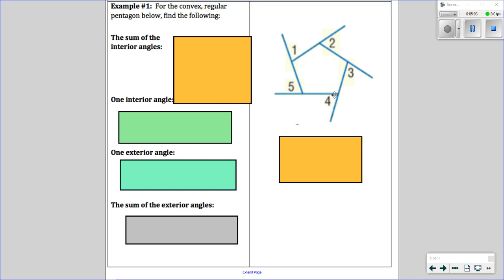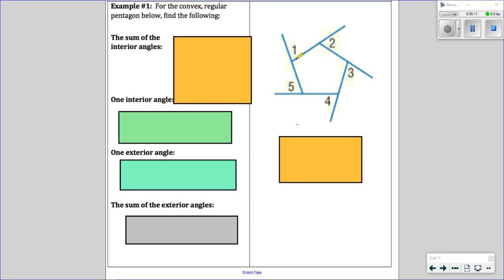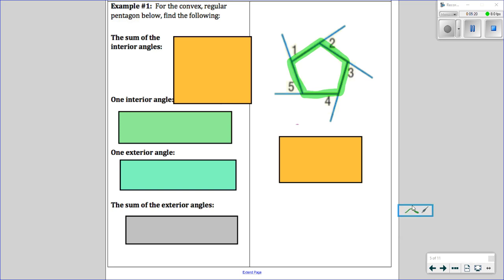So let's see what they gave us. They gave us a pentagon. They said a convex regular pentagon. So we know that it's a regular pentagon, so that means all the sides will be congruent. So that I will mark up, so that way we know. So this side, this side, and this side, all 5 sides are congruent.